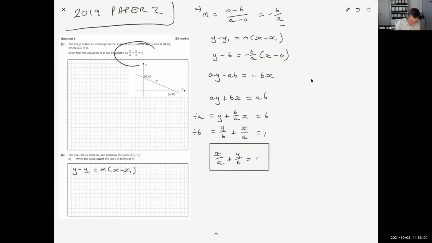So, put in for x1, that's 6, and that's y1, which is 0, right? So y minus 0 equals m into x minus 6. So writing that in terms of m, write the equation of the line L in terms of m. So then we get y is equal to mx minus 6m. Pretty straightforward.